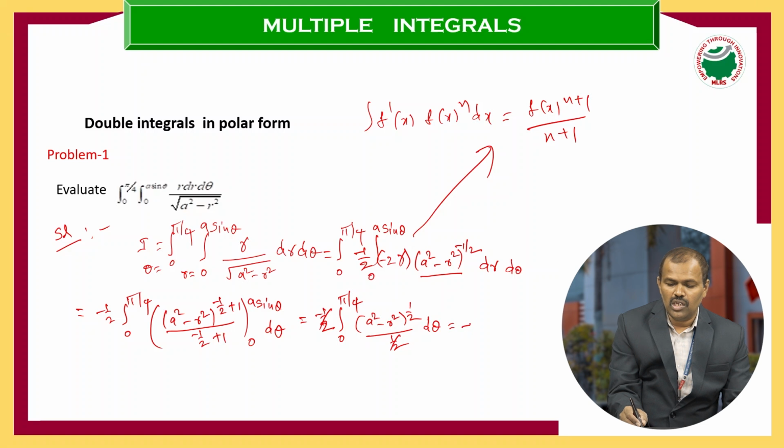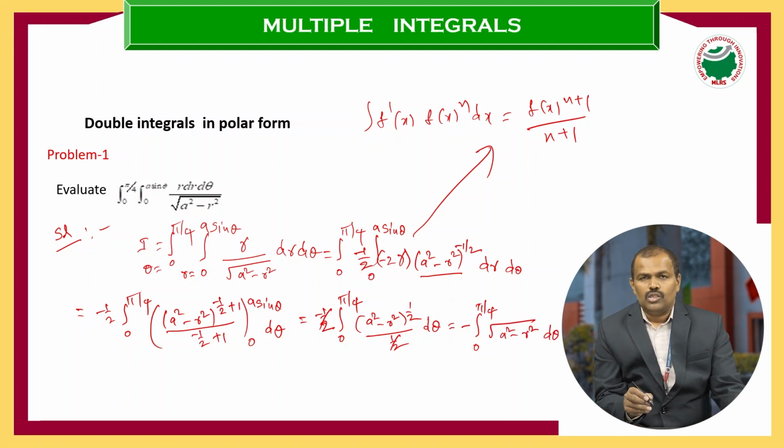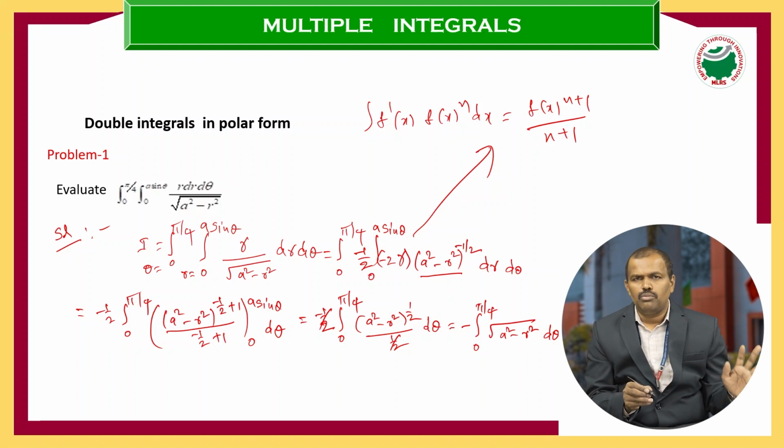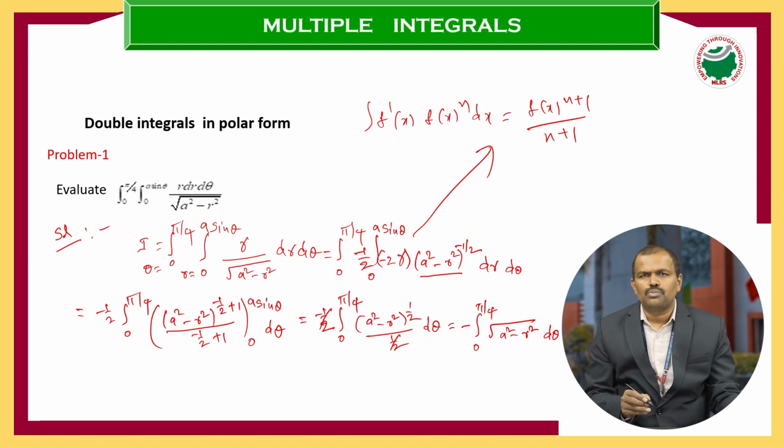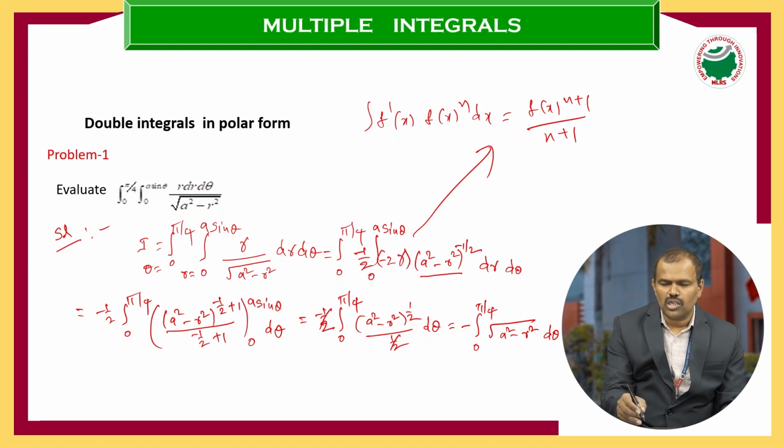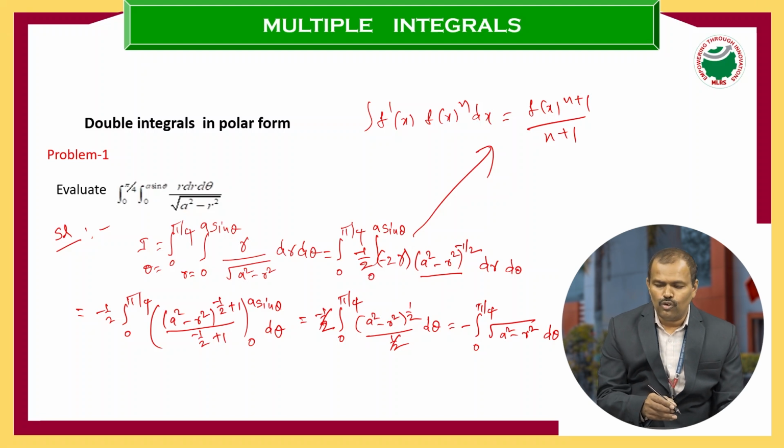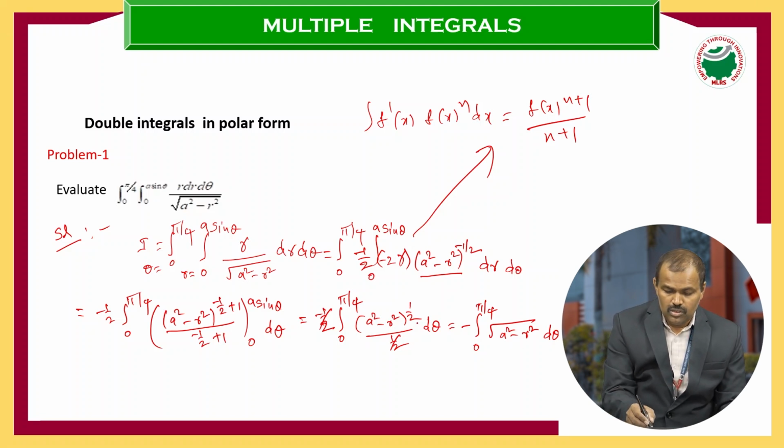We get minus integral 0 to pi by 4, power 1 by 2 is nothing but square root, square root of a square minus r square d theta. So here with respect to r completed, now we have to do with respect to theta. Theta limits are given as 0 to pi by 4.